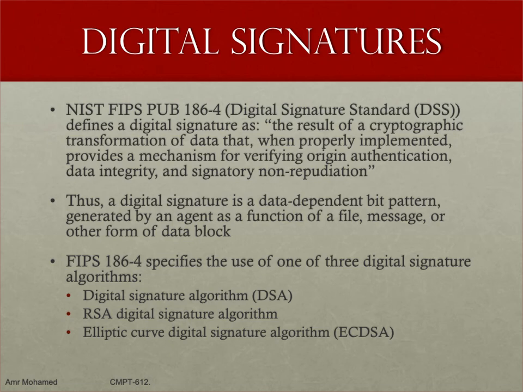Okay? So FIPS specifies one of three digital signature algorithms: the digital signature algorithm, the RSA digital signature algorithm, or elliptic curve. So it does not specify any specific technique for encrypting the hash. You can use any technique to encrypt the hashes, but not the message, only the hash itself. Okay, so that's how it looks.